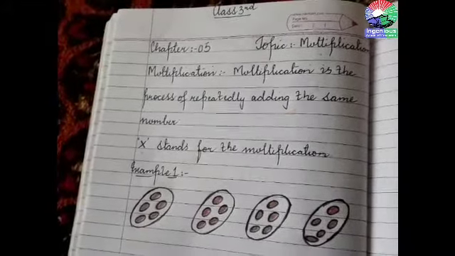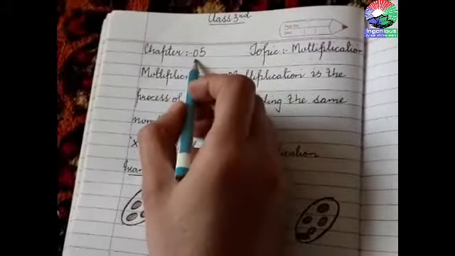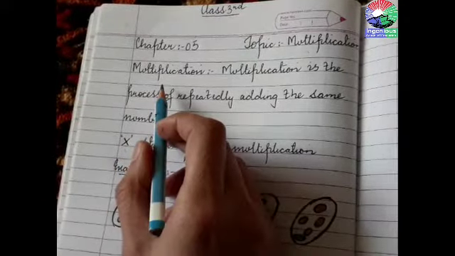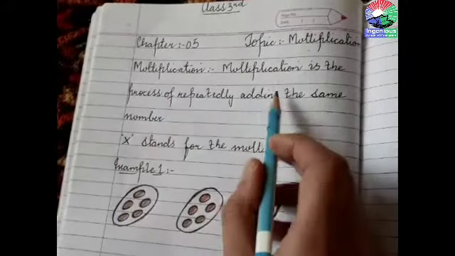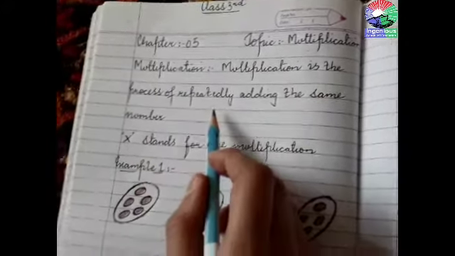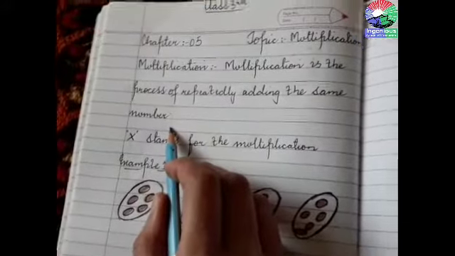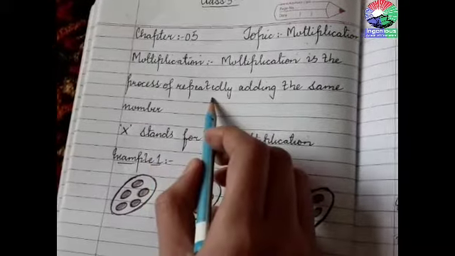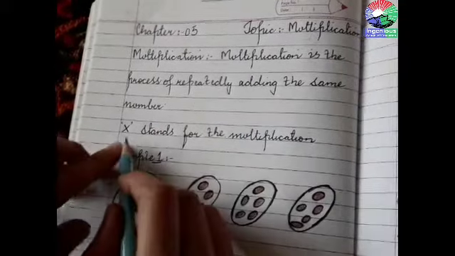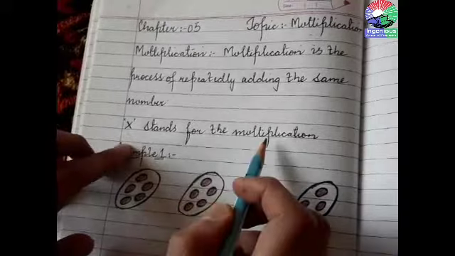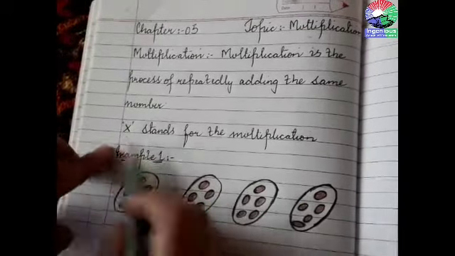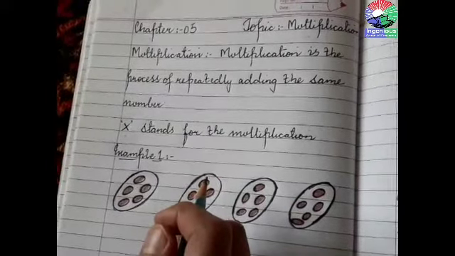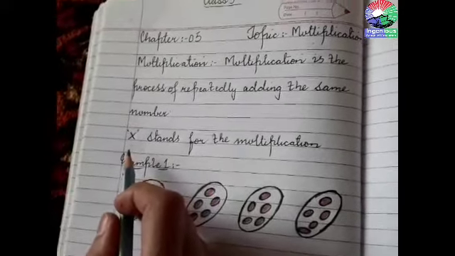Today our topic is multiplication, chapter number 5 of your book. First of all, let us define what multiplication is. Multiplication is the process of repeatedly adding the same number, and the sign X stands for multiplication. That means the symbol of multiplication is the sign X.